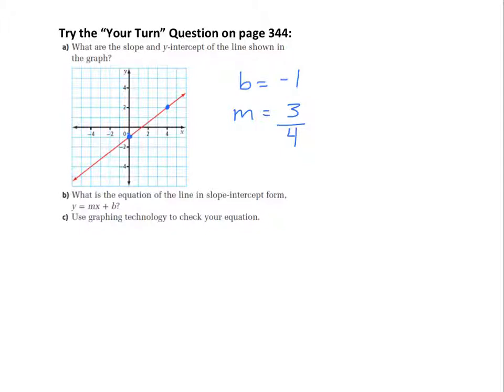Then when we write that in the y equals mx plus b form, we just sub in those numbers. So y is equal to 3/4x minus 1. And that's the equation of our line. You can graph this equation on your calculator like we did on the previous slide with those steps, and check that the line on your calculator looks the same as the line in the question.